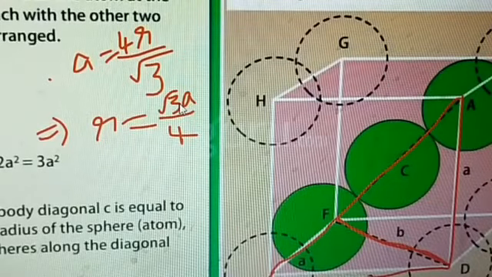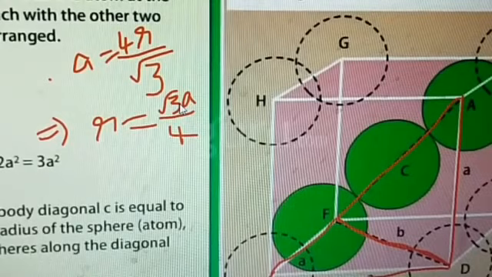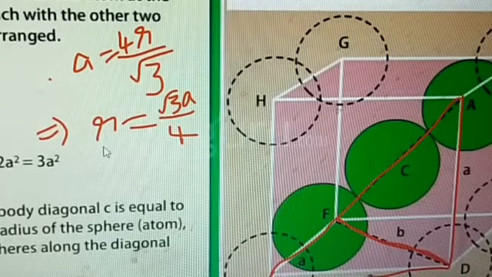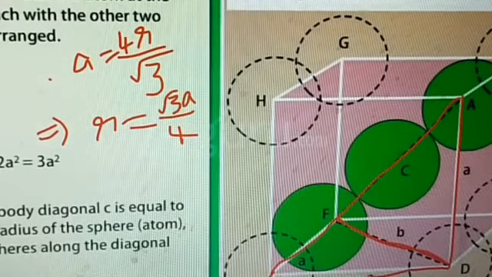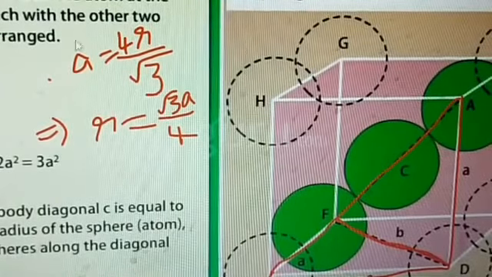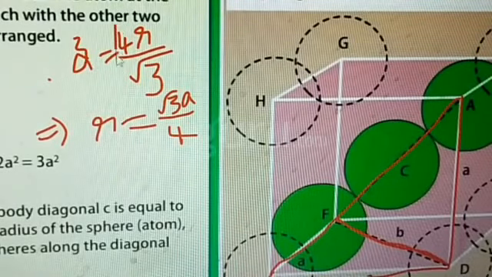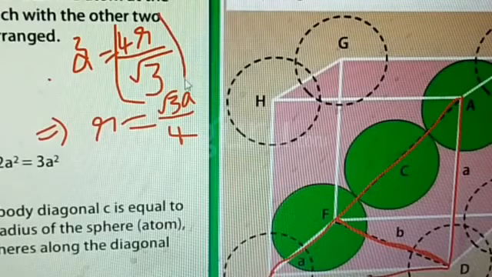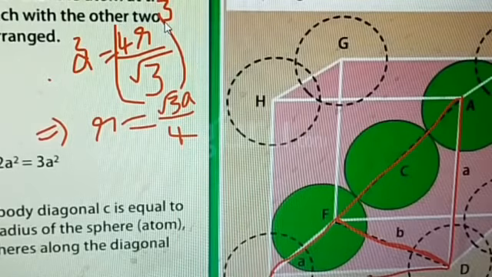In this type of structure, how many atoms will be present in the cubic unit cell? 2. So their volume is 2 into 4 by 3 pi r cube. And the volume of the cube is nothing but A cube, no? So A means 4R by root 3. So A cube means 4R by root 3 whole cube.